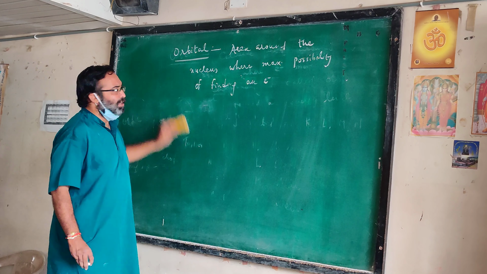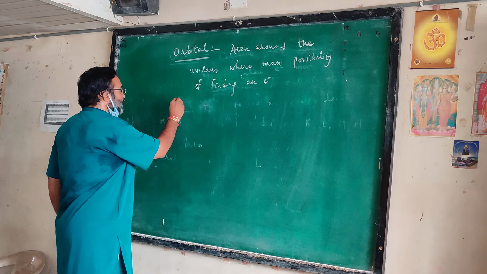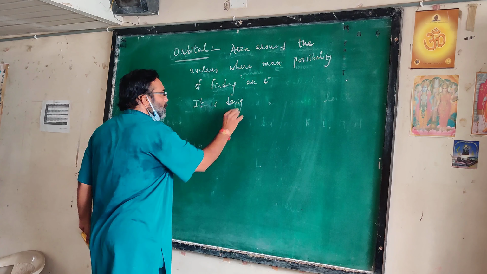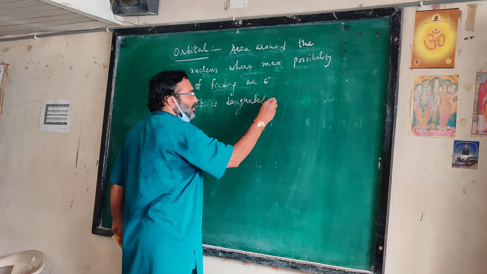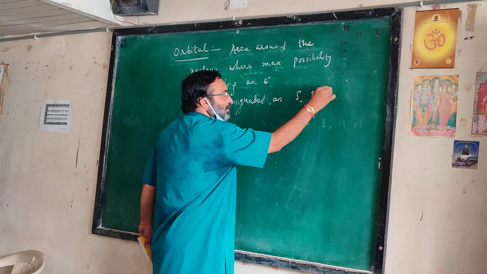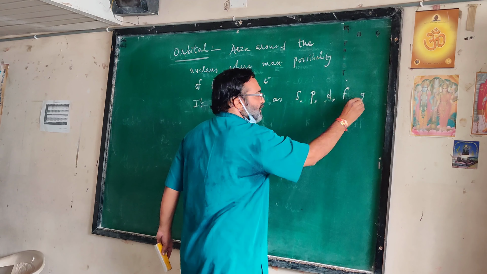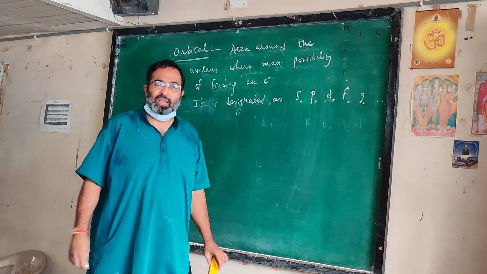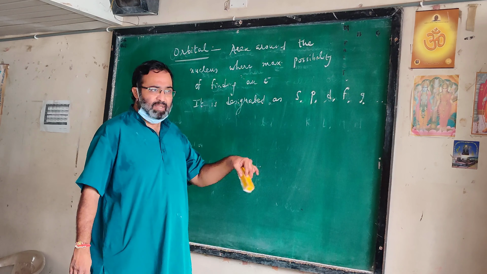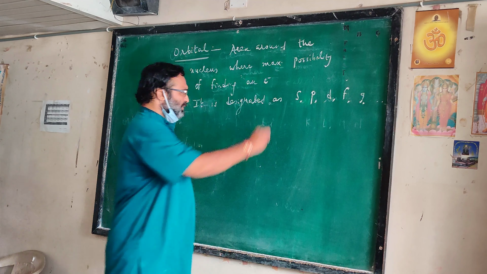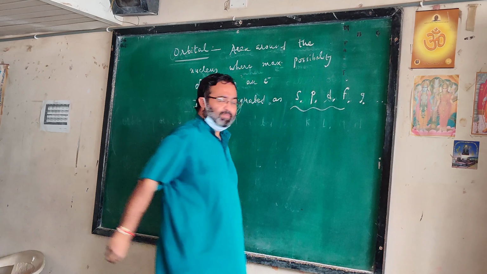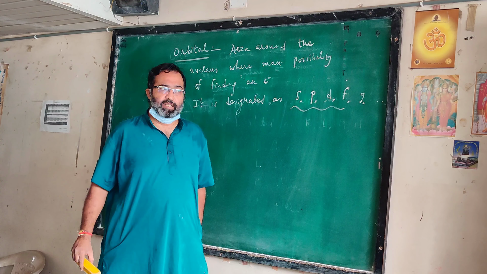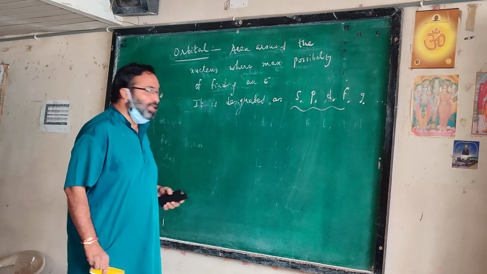This concept was given by the quantum mechanical model only. Orbitals are designated as S, P, D, F, G, etc. G and H are not popularly used orbitals. G orbital is used, but H is under research till now. Mainly we have to focus on these four orbitals, S, P, D, F only. So S orbitals, P orbitals, D orbitals and F orbitals are not of circular surface.